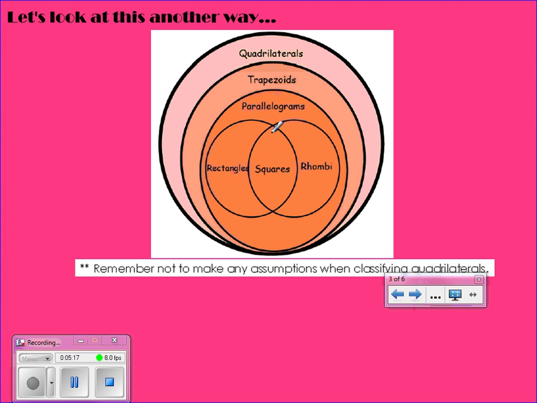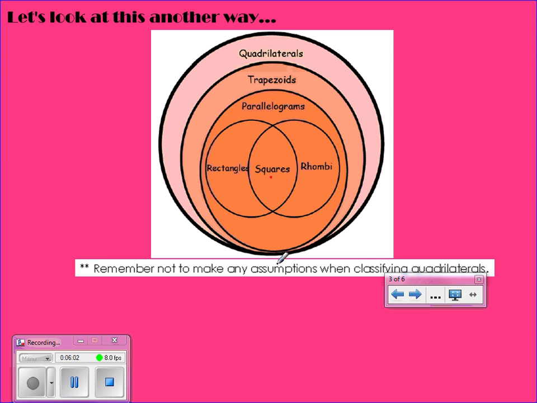So let's look at this in a different way, kind of a Venn diagram here, where we have in the middle our Venn diagram with rectangles, squares, and the rhombus. This says rhombi, meaning more than one. Both of these are plural. You'll notice squares is in the middle. Squares are rectangles, and squares are also rhombi. Okay, rhombuses. Okay? So squares kind of fall under everything. Squares are quadrilaterals, squares are parallelograms, squares are rectangles, squares are different kinds of rhombi. Okay? All right.